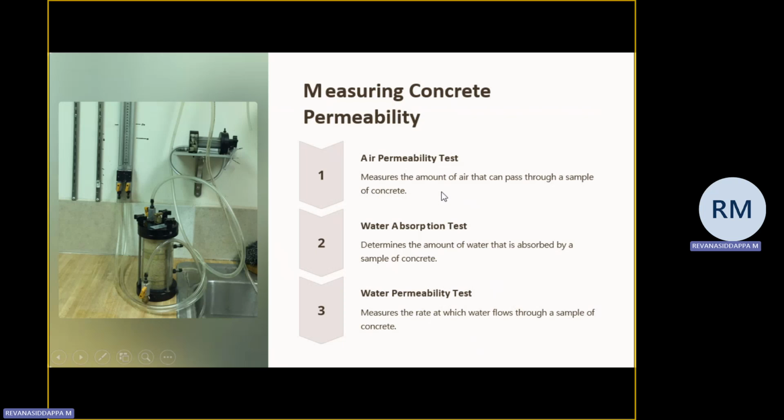The methods of measuring concrete permeability are, one, air permeability test, which is used to measure the amount of air that can pass through a sample of concrete. Second one is water absorption test, which determines the amount of water that is absorbed by a sample of concrete. And third one is the water permeability test, which measures the rate at which water flows through a sample of concrete.